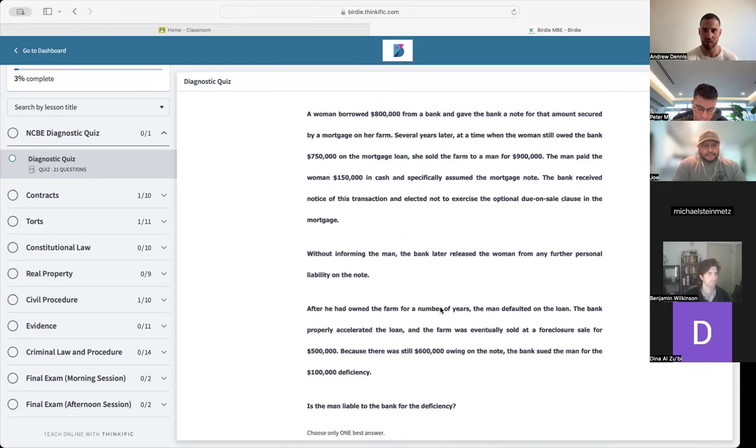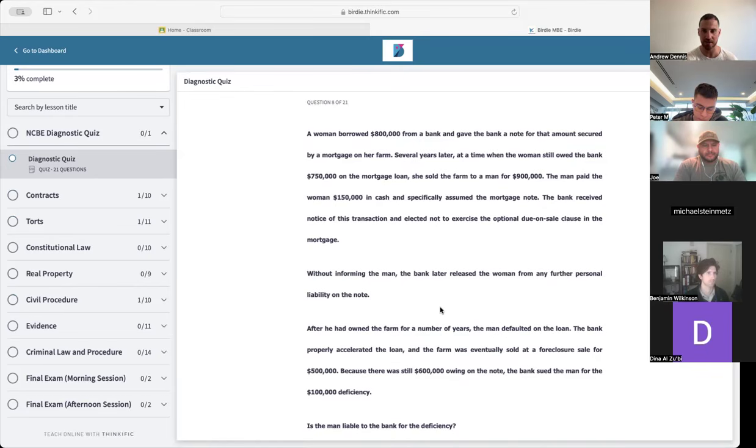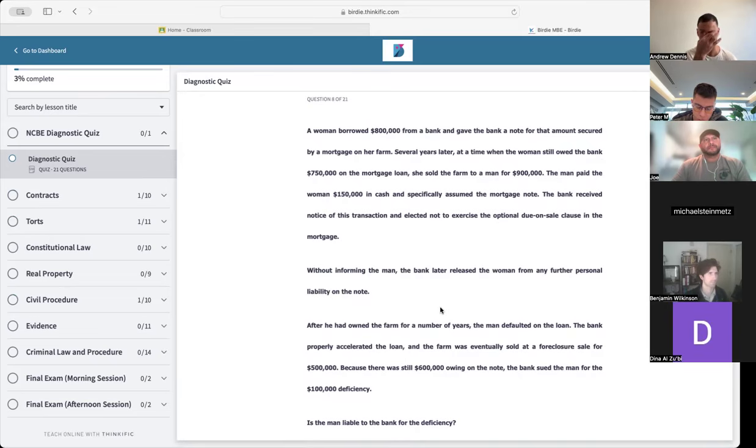Okay, so a woman borrowed $800,000 from a bank and gave the bank a note for that amount secured by a mortgage on her farm. Several years later, at a time when the woman still owed the bank $750,000 on the mortgage loan, she sold the farm to a man for $900,000. The man paid the woman $150,000 in cash and specifically assumed the mortgage note. The bank received notice of this transaction and elected not to exercise the optional due on sale clause in the mortgage. Without informing the man, the bank later released the woman from any further personal liability on the note.